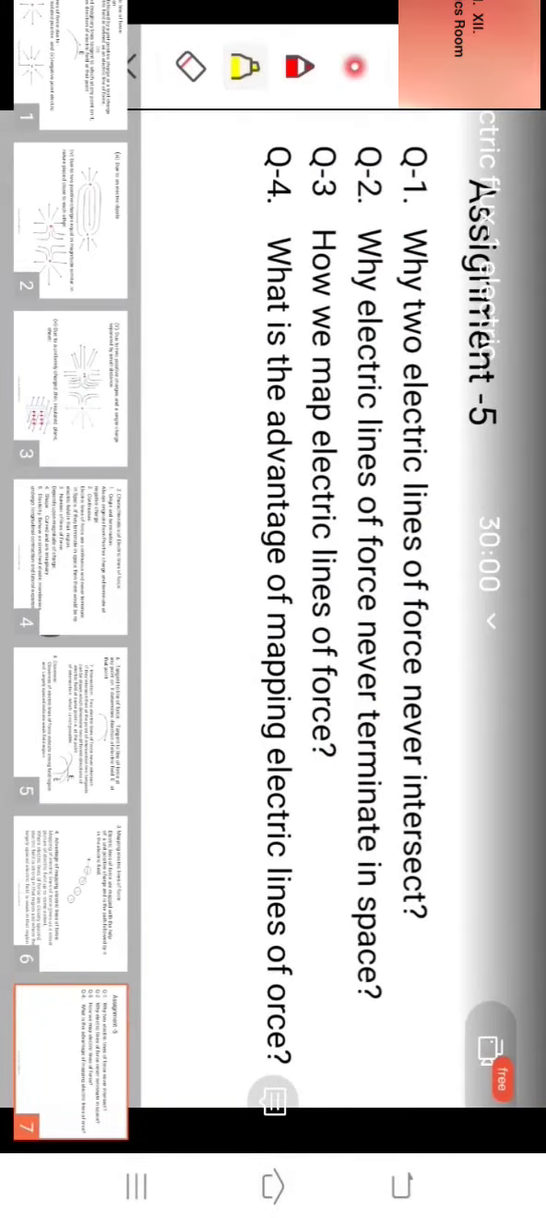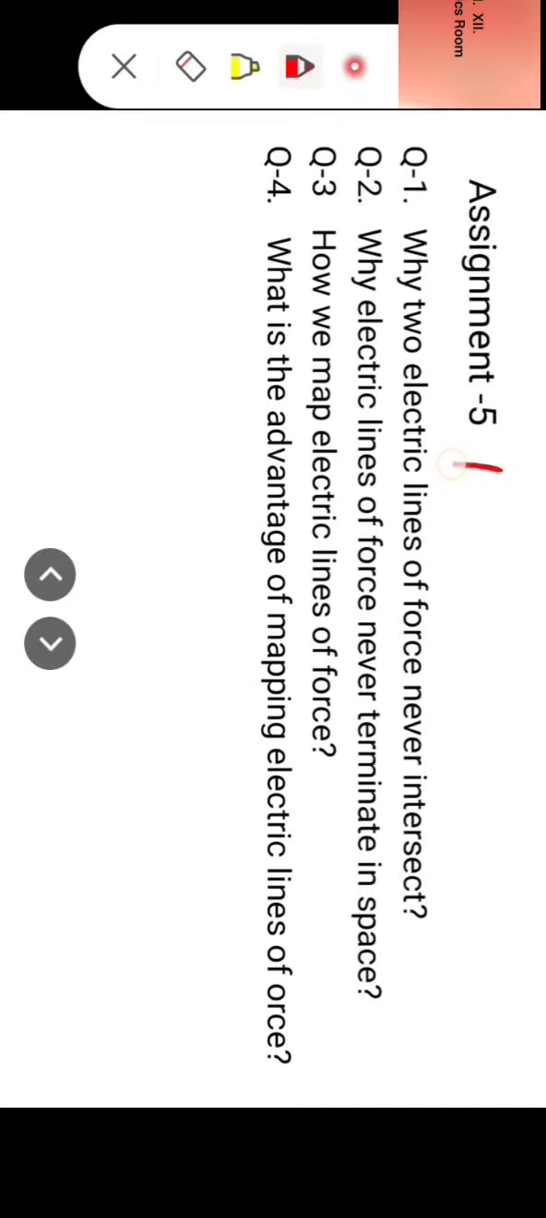Okay. Now assignment 1.5. Question number 1. Why two electric lines of force never intersect? Question number 2. Why electric lines of force never terminate in space? Question number 3. How we map electric lines of force? And question number 4. What is the advantage of mapping electric lines of force?